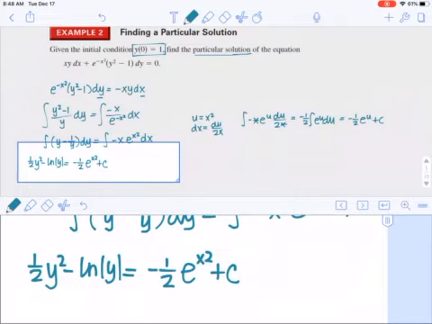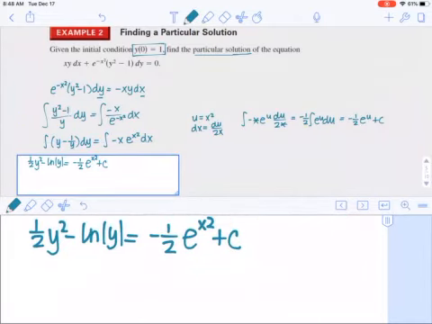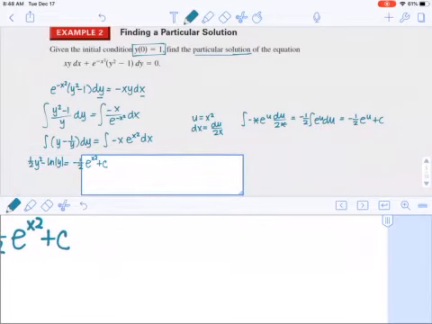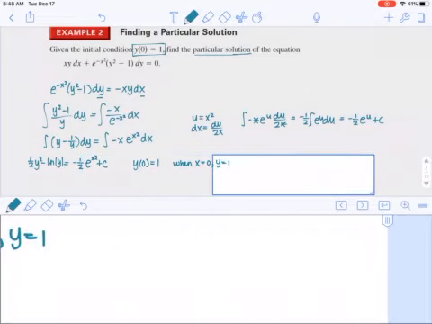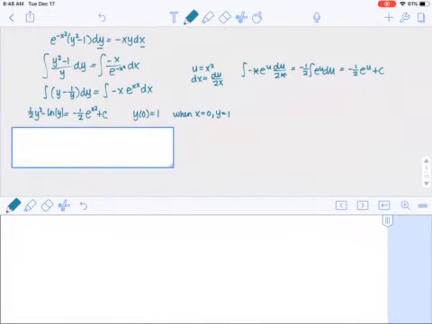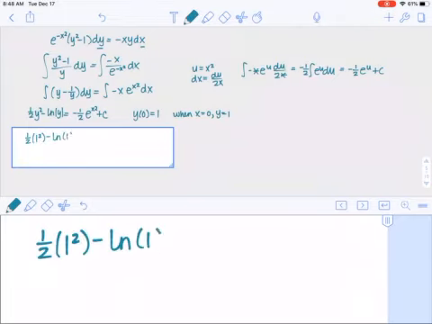Those are just known ones. But you might look at this and say, yeah, that's definitely not real easy to get the y alone. Okay, so I don't necessarily need to do that, but I do need to figure out what my plus c is. So I'm going to use that y of 0 equals 1, which is the same thing as saying when x equals 0, y equals 1, to figure out what my plus c is. So I'm going to have 1/2 times 1 squared minus natural log of 1 equals negative 1/2 e to the 0 squared plus c.